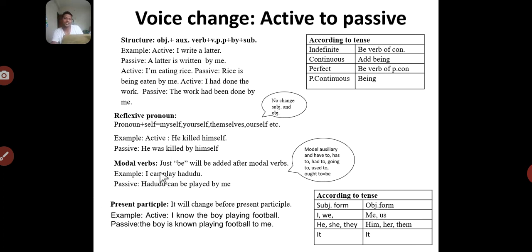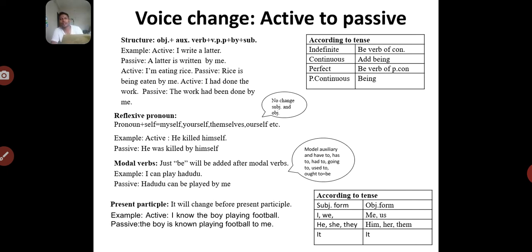And the next point is modal verb. There are many modal verbs in English, like can, could, shall, should, will, would, may, might, and some others. If you get a modal verb in an active sentence, to change it into passive, we will use just be after the modal verb.